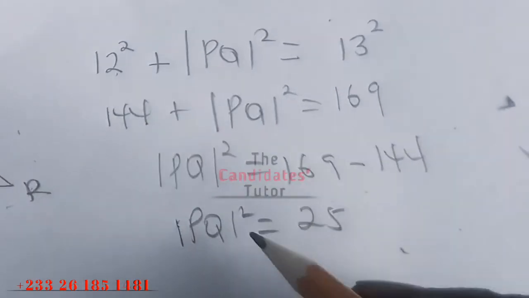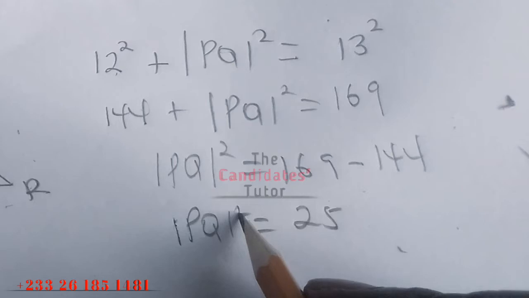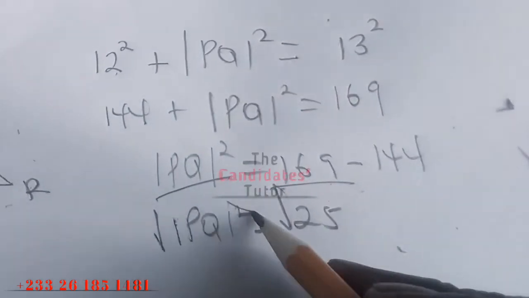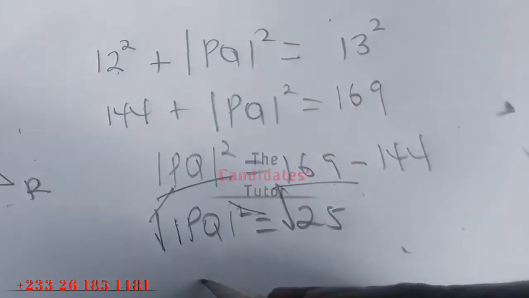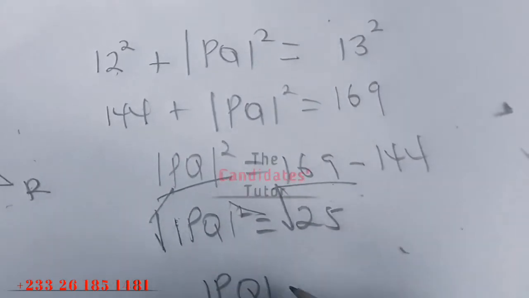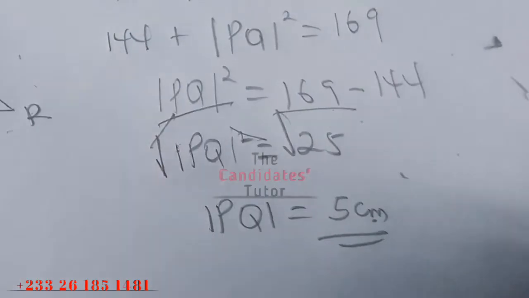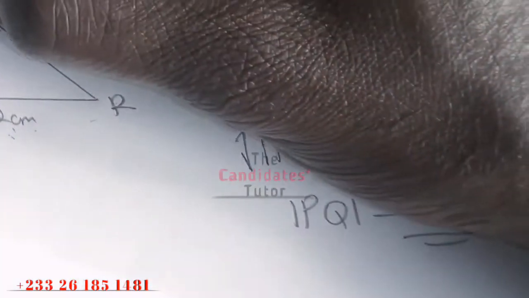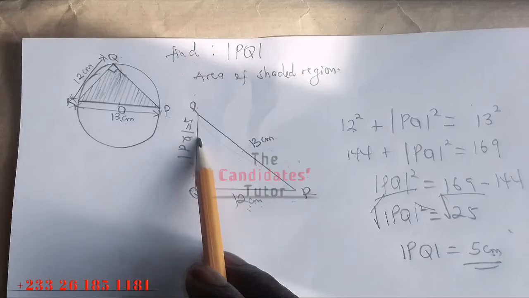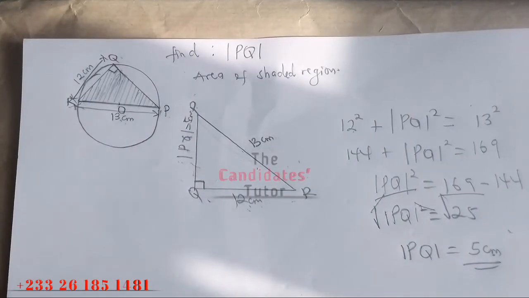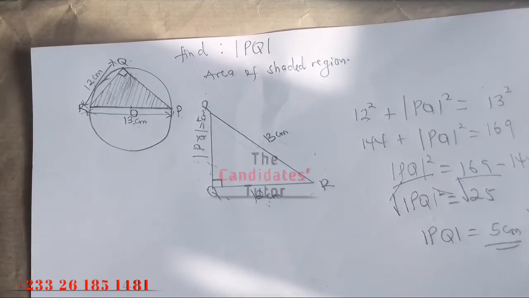All right. Now, to take away the square here, we have to use a square root. We introduce a square root to cancel it out. And we are going to get the length of PQ to be equal to 5 centimeters. Therefore, this side will be 5 centimeters. Let me add centimeters to it. 5 centimeters here. All right, we are done.